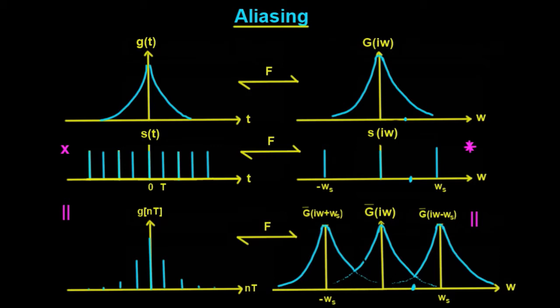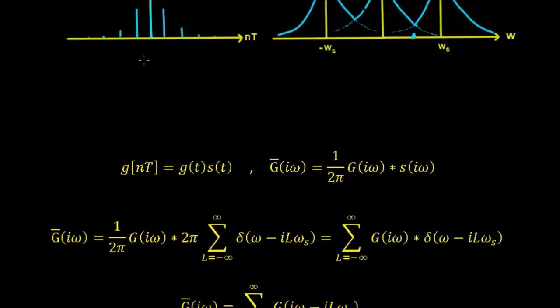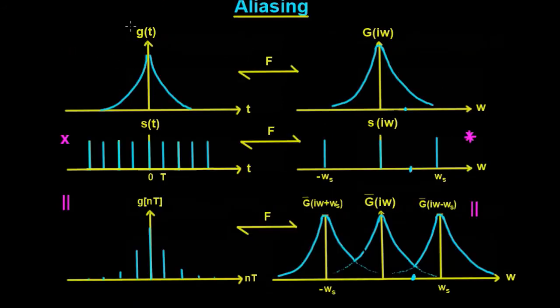So let's look at this mathematically. We start off with our function g of t, and we multiply it with our s of t, and we get our discrete function g of nT. So that's just as above here. We've multiplied this function by this function, and we've got this function here.